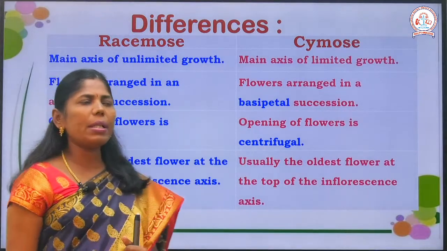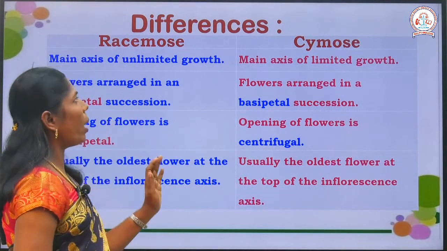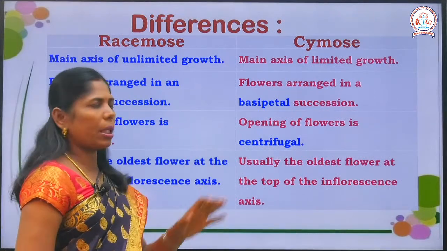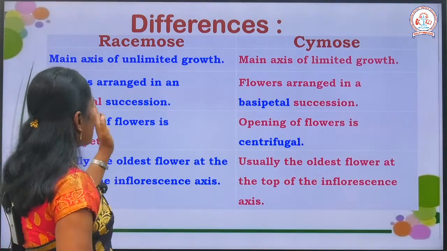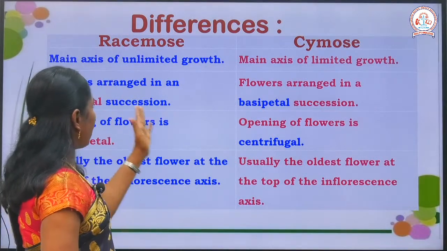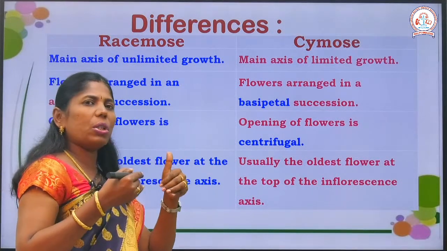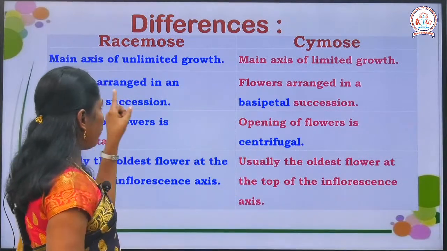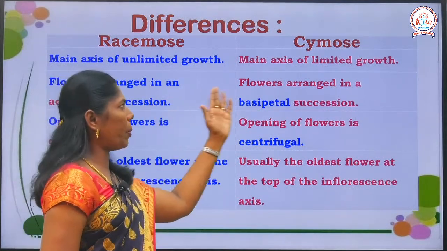What are the main differences between Racemose and Cymose? The first has unlimited growth, it is continuously growing, and the other has limited growth. And these four words are very important: acropetal succession and basipetal succession. Flowers arranged in acropetal succession means they are arranged from the periphery to the center, and in the other, from the center to the periphery. It means older flowers in the basal region and younger flowers in the tip region, and the opposite in the other.